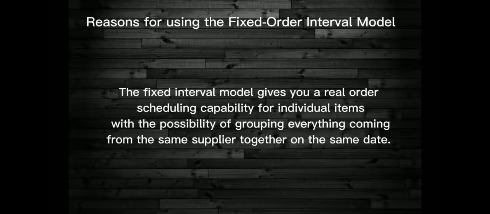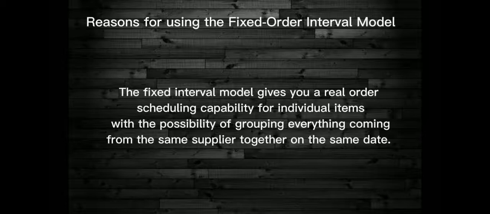We have the reasons for using the fixed order interval model. The fixed interval model gives you a real order scheduling capability for individual items, with the possibility of grouping everything coming from the same supplier together on the same date. In some cases, a supplier's policy might encourage orders at fixed intervals. Grouping orders for items from the same supplier can produce savings in shipping costs.